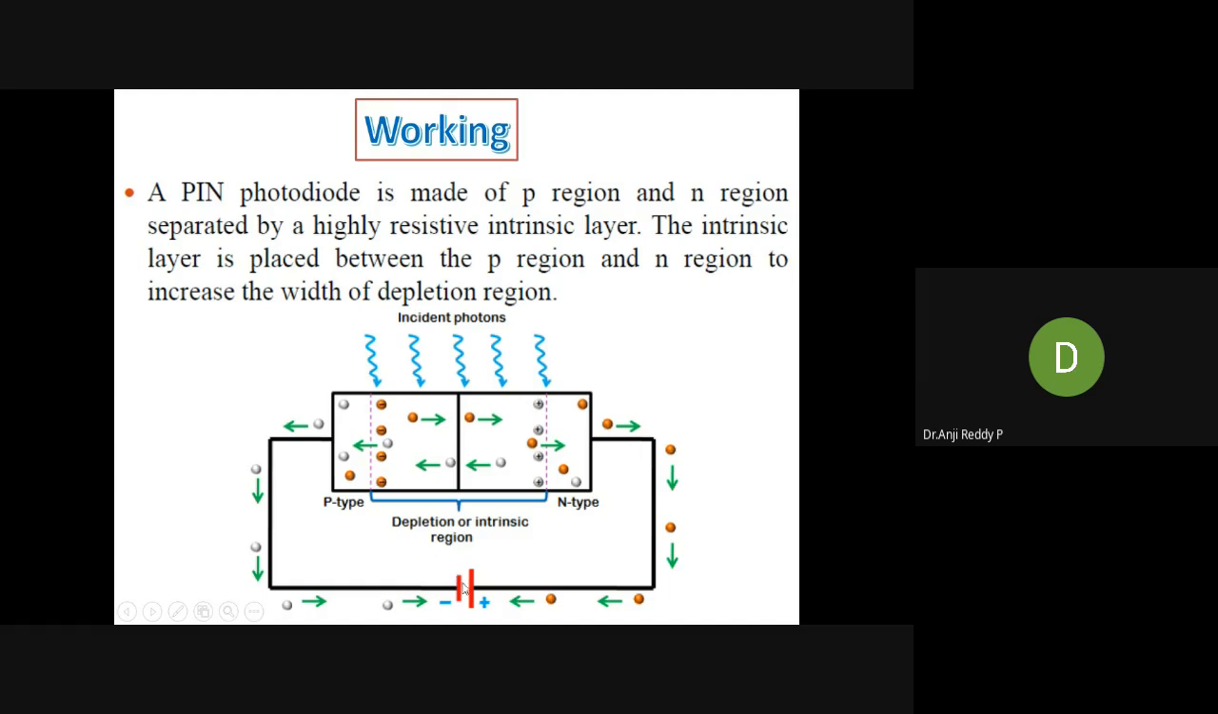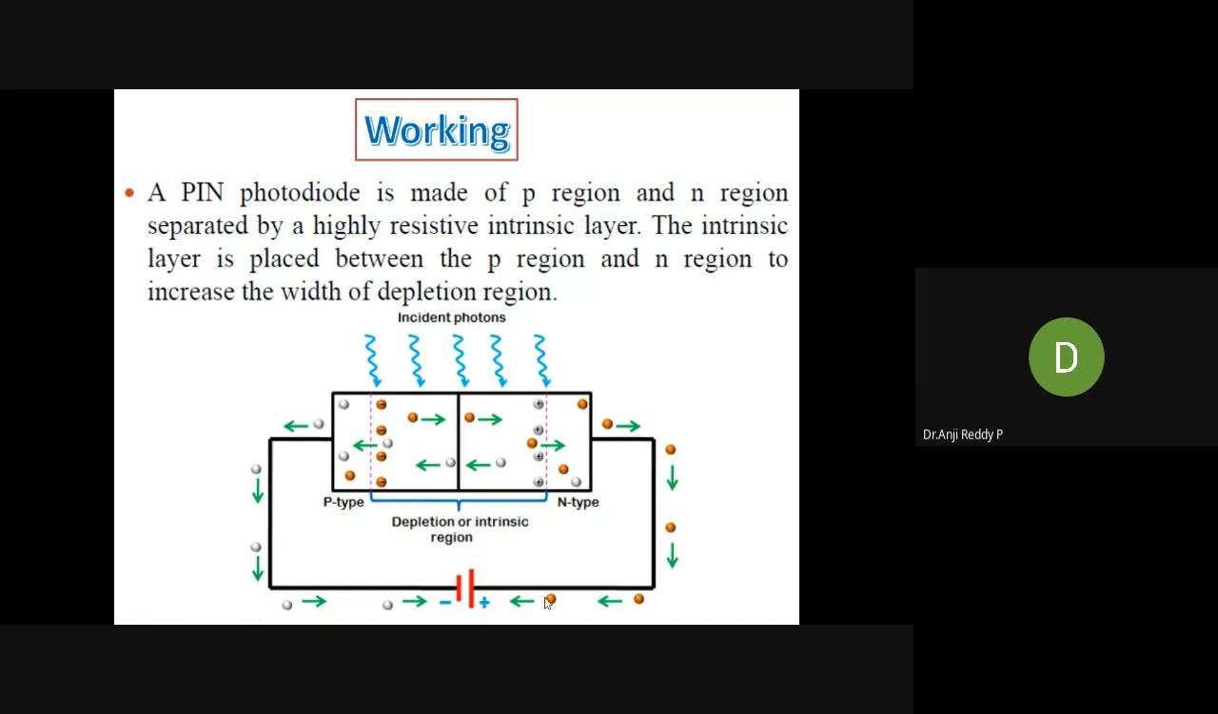See here, when it is in reverse bias, what will the negative terminal do? We already said that in reverse bias, the width of the depletion region increases. How? The positive terminal of the battery is connected to the N type, and the negative terminal is connected to the P type. Then what will happen? The negative terminal attracts the holes from the P type, and the positive terminal attracts the electrons from the N side. Then automatically the width of the depletion region increases.